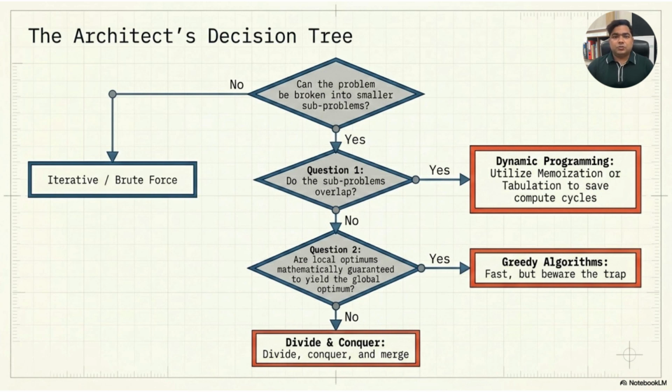This decision tree is useful because it reminds us that algorithm design is not random. A good programmer or computer scientist chooses a strategy based on the structure of the problem. So, to summarize the full presentation, complexity tells us how an algorithm grows, design paradigms tell us how an algorithm thinks, and computation limits tell us what may or may not be practically solvable. Algorithm design is therefore not only about writing code, it is about selecting the right strategy for the right problem.